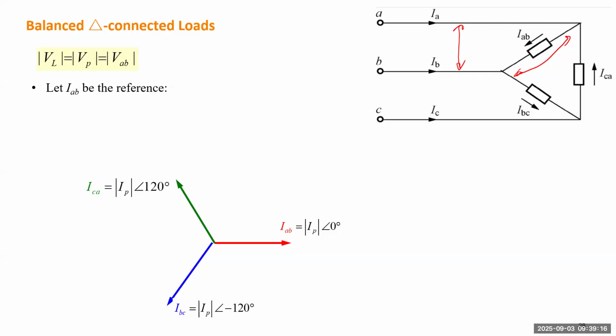IAB will be the phase current IP, and IBC will be lagging phase A by 120 degrees. Why is it lagging? Because B is lagging A by 120 degrees, and C is lagging B by 120 degrees. When we change the two subscripts from AB to BC, the current has to lag the first current by 120 degrees. Then ICA will be leading IAB by 120 degrees.